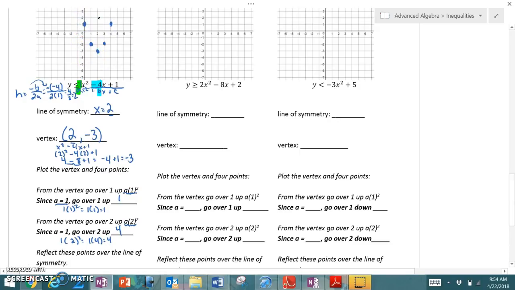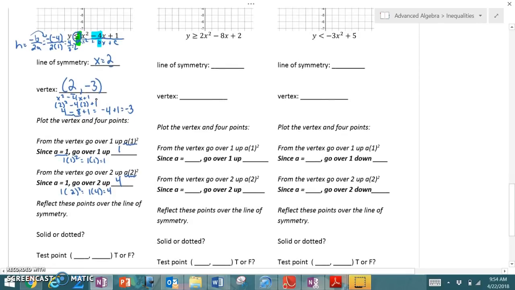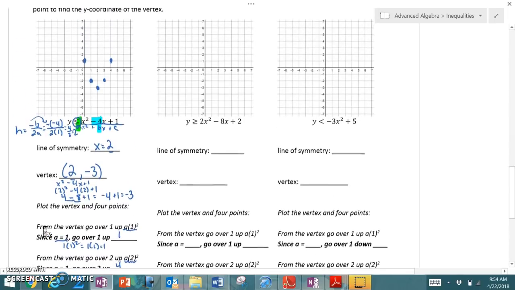Once I have that, I decide if it's going to be solid or dotted. This is a case where it's less than or equal to, which means that it's going to be solid. Come back down, and I draw my parabola through those points.